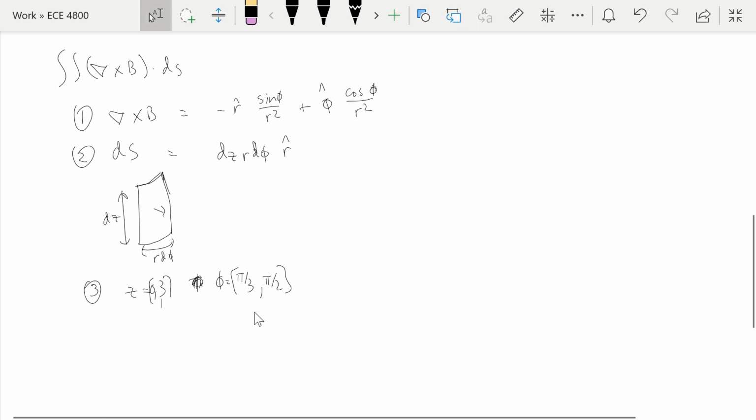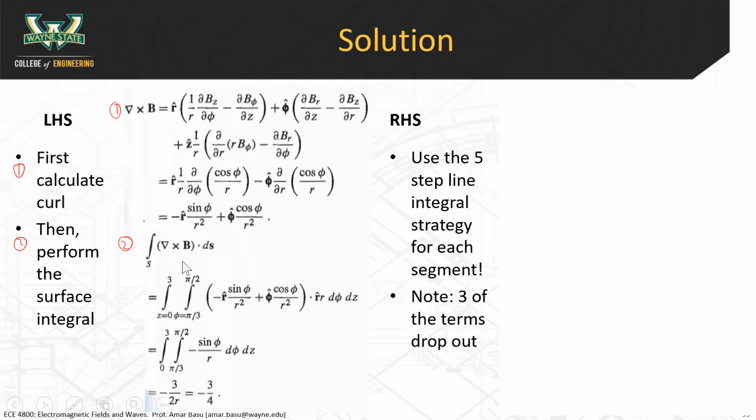Okay, so we actually skipped a step here. We didn't do del cross B dotted with ds, so you could just take the dot product of these two vectors, and that's what is shown here. This is your del cross B. Your ds vector is given right here. You take the dot product of the two, and you get this function here, and you integrate that from phi going from pi over 3 to pi over 2, and z going from 0 to 3.